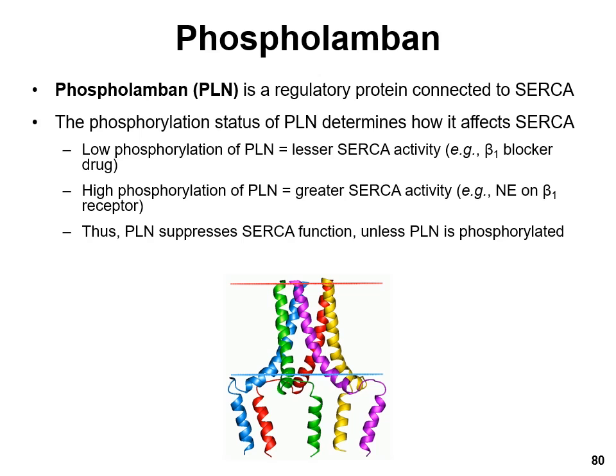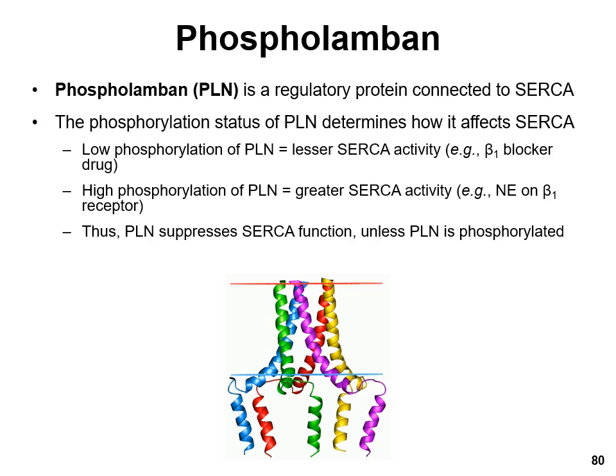High phosphorylation of phospholamban would relieve the suppression of the SERCA pump, so it would allow the SERCA to pump more actively. And what would cause that? Something like norepinephrine or epinephrine, which is just noradrenaline and adrenaline, activating the beta-1 receptor on the plasma membrane. That would ultimately result in phospholamban phosphorylation and greater SERCA activity, therefore a faster relaxation.